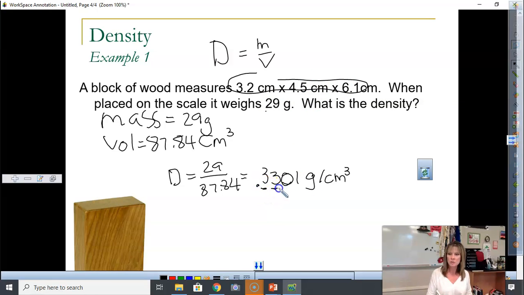So there's 1, there's 2, and that 0 is the only thing I'm allowed to look at. So the 0, does that round it up or leave it alone? Right, it leaves it alone. So the density here is 0.33 grams per cubic centimeter, and you would have gotten that question right.